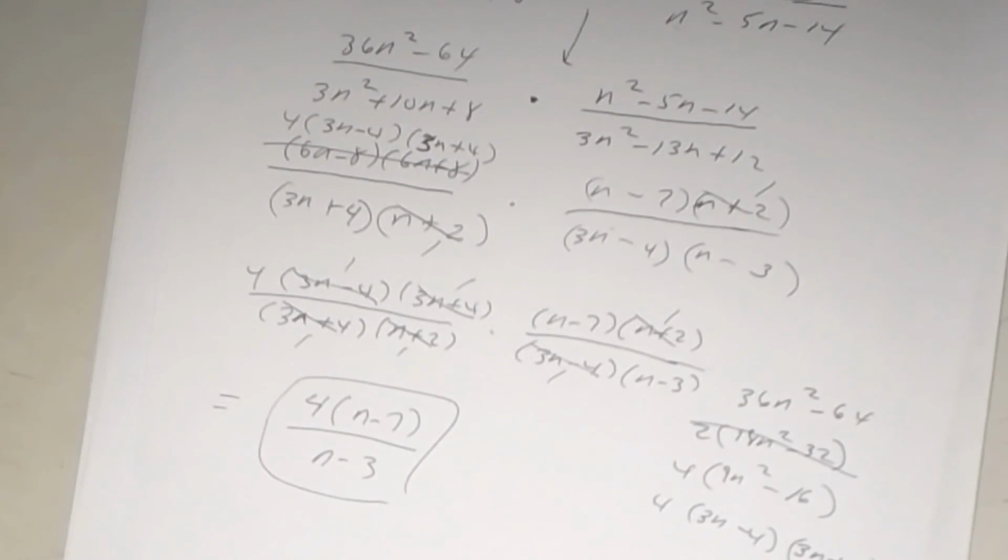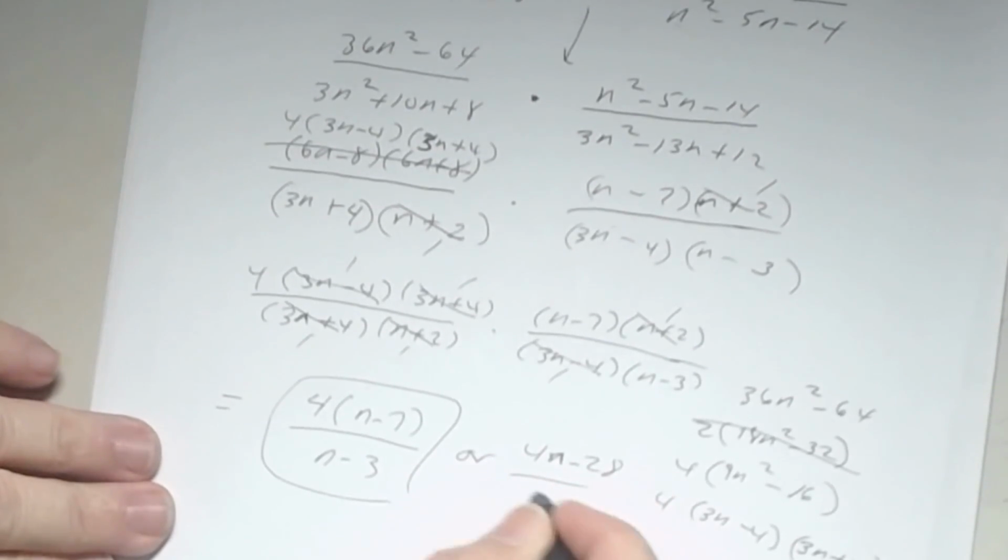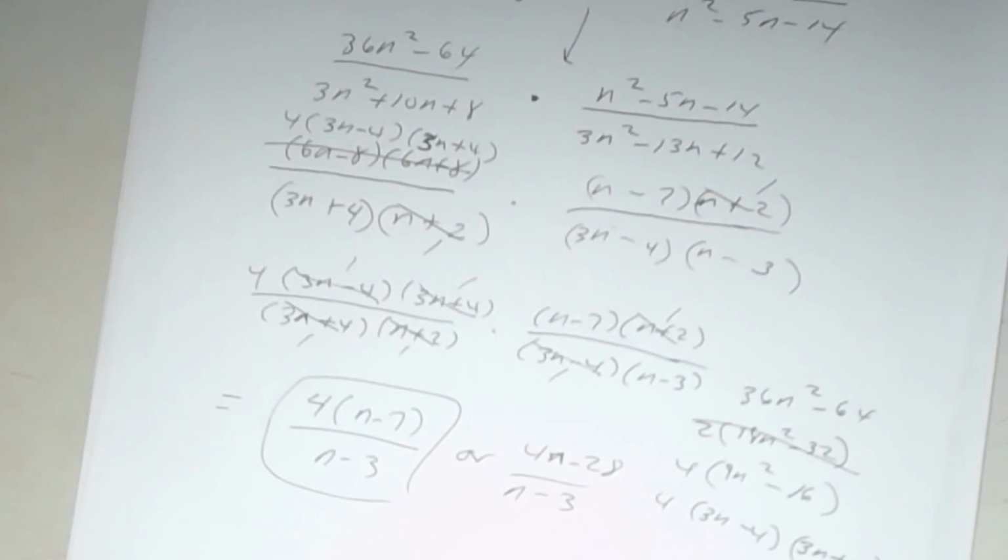But if you, for some reason, wanted to distribute the 4, that's fine. So you could say 4n minus 28 divided by n minus 3. Nothing wrong with that, although we tend to have the final answer in factored form. Okay? So you really want the final answer in factored form. Leave the final answer in factored form.